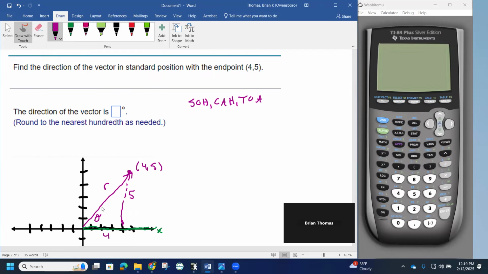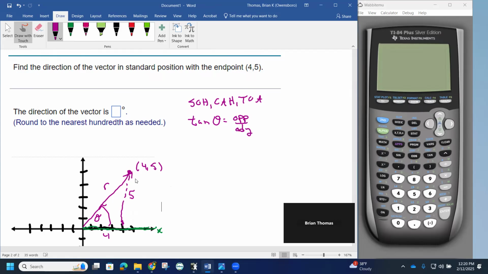Now, in this problem we want to know the direction. So we want to know how many degrees off of the x-axis we rotated. Well, just based on my look, I know it's got to be under 90 degrees, so it's an acute angle. Now, since we have opposite over adjacent, that tells me to use tangent. So the tangent of an angle is going to equal the opposite over the adjacent.